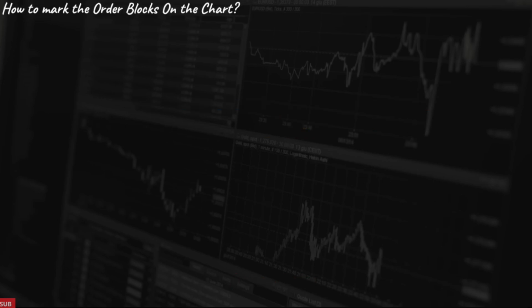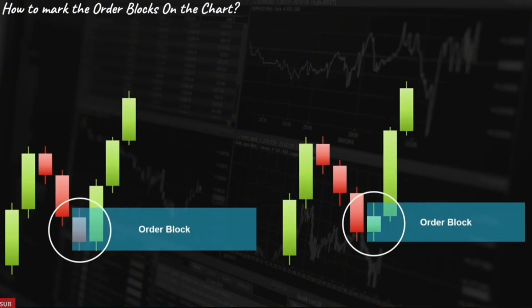Identifying a valid order block, let me show you how to effectively mark them on the chart. We mark the last candlestick before the start of a drastic bullish move as our order block zone. Regardless of the candle color, we believe that the decisions are made during this candle, which makes it an important area where the buying orders reside.